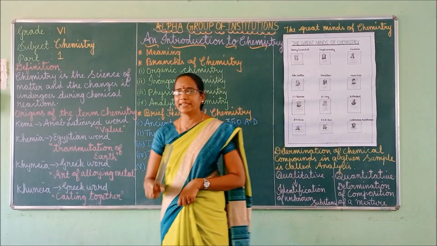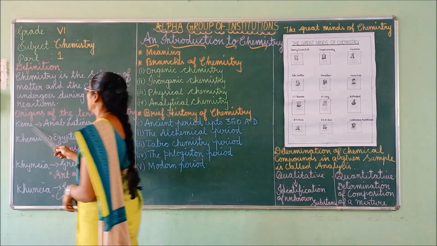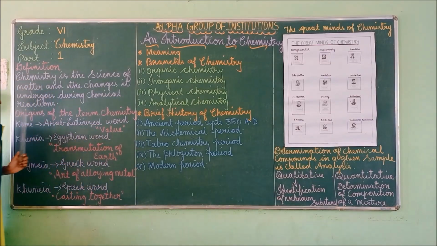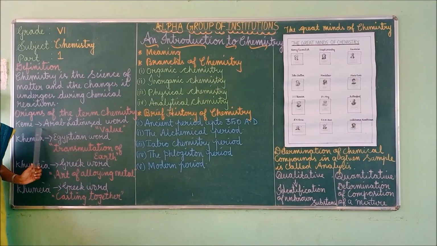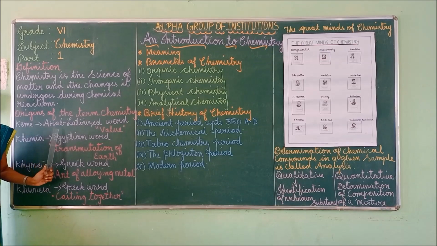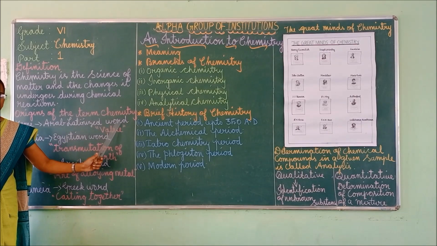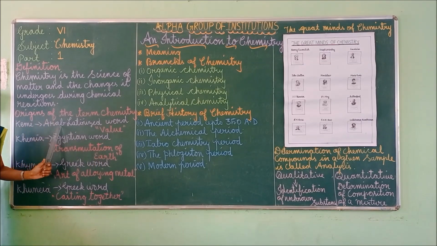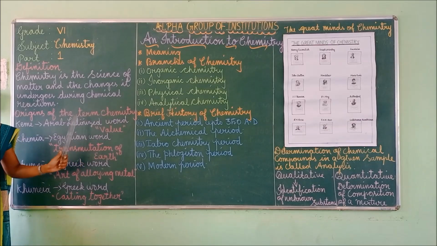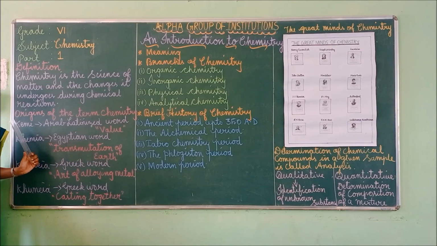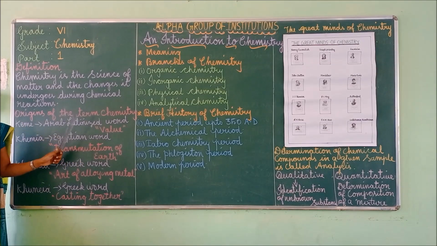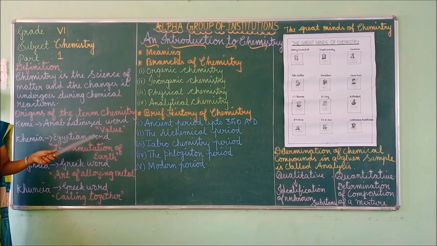Origin means beginning. First, chem, K-E-M-E. This chem is an Arab Latinized word, and the meaning for this word chem is value. Value means what? Worth.